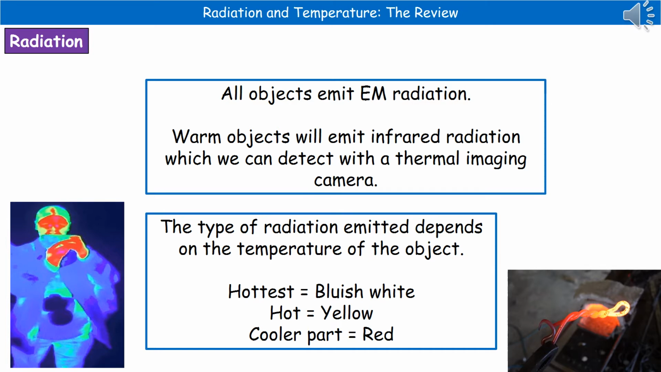So in the bottom right, you can see a bit of metal that's been heated up to incredibly high temperatures. So the hottest part of it is on the far right there, where you can see it's that kind of white colour. So bluish white is always the hottest. And then as we move further towards the left of that picture, you can see it goes to a yellow, which is the next hottest part. And then finally the red, which is actually the cooler part.